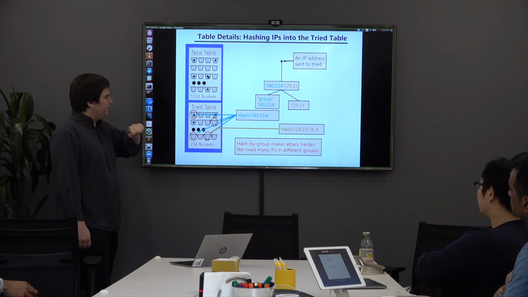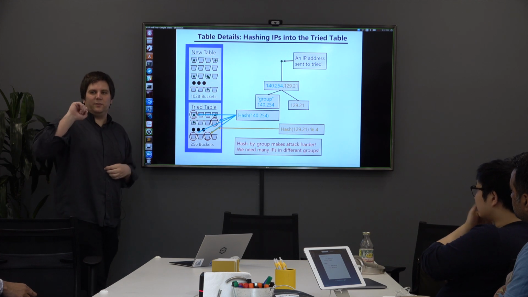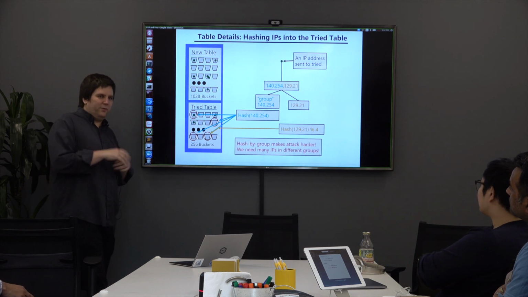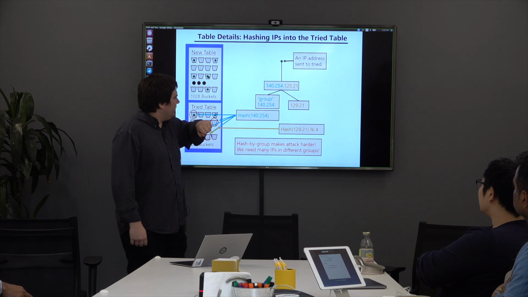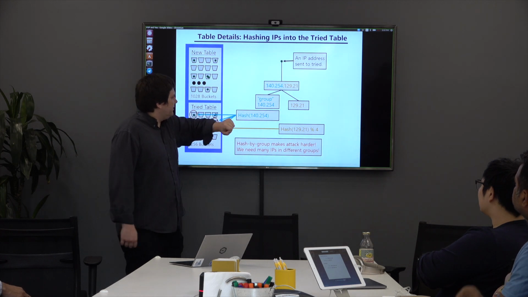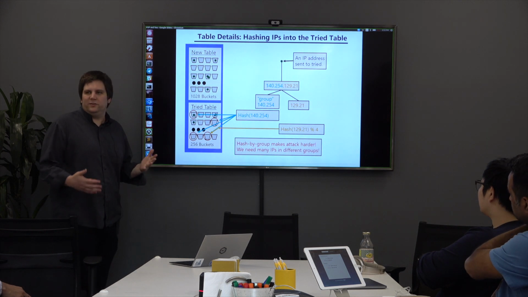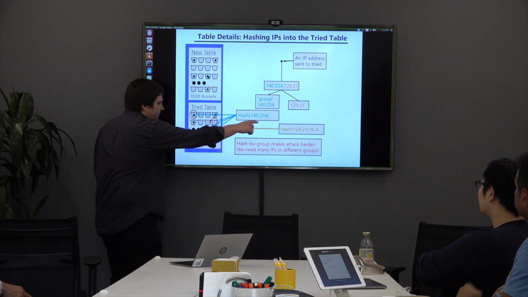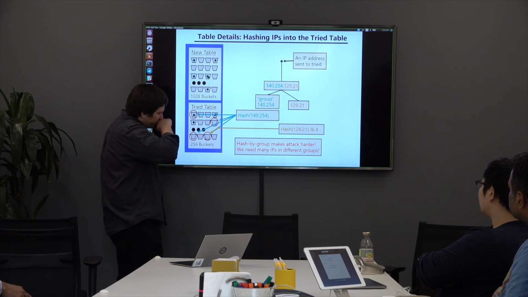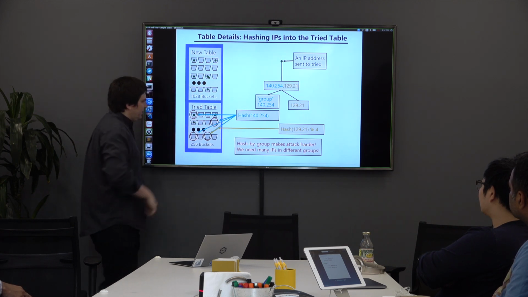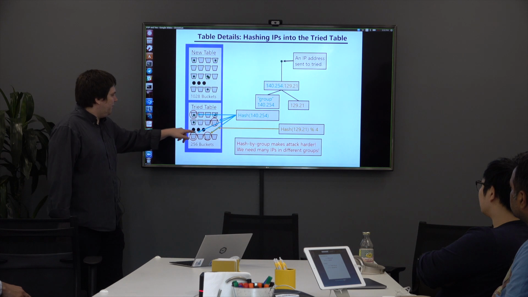So how does an IP address get into tried? Let's say someone connects to you. You learn their IP address, and you want to put them in tried. The first thing you do is take the IP address and break it in half. The first half you call the group, which would also be the /16. And you hash it such that it matches one of four buckets.